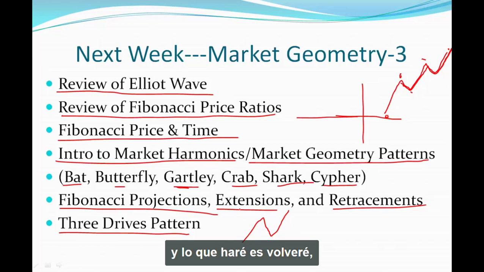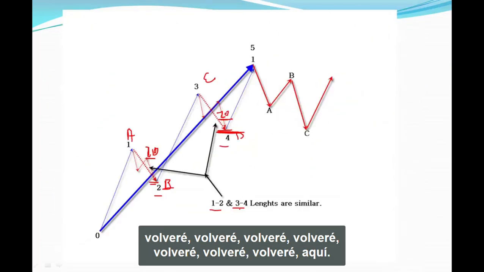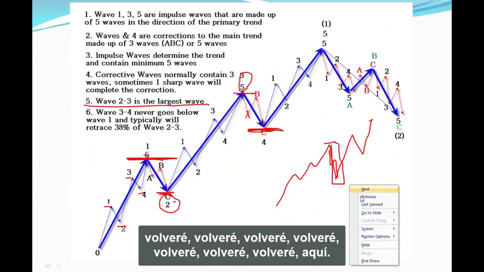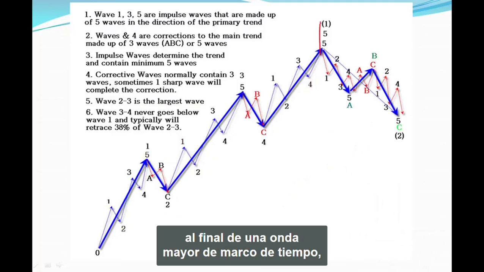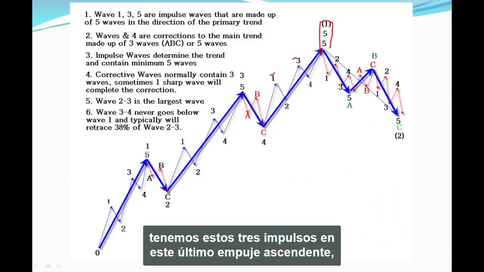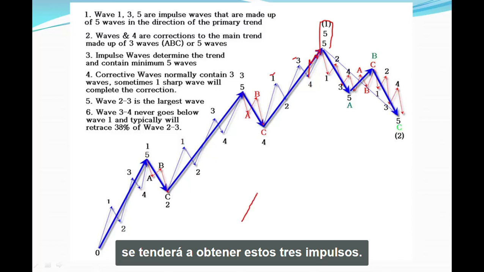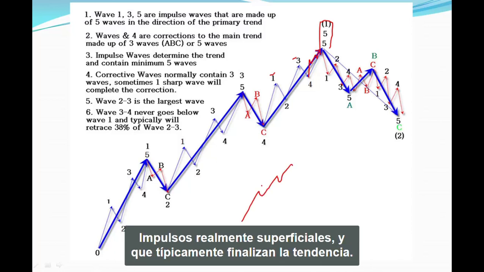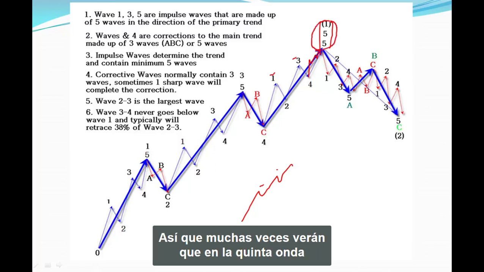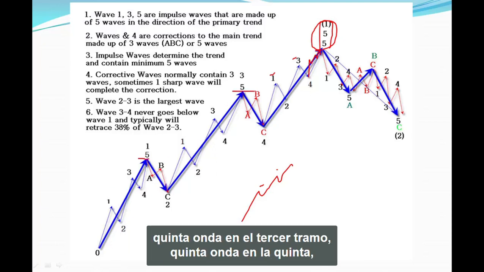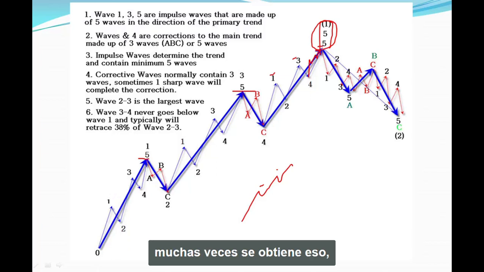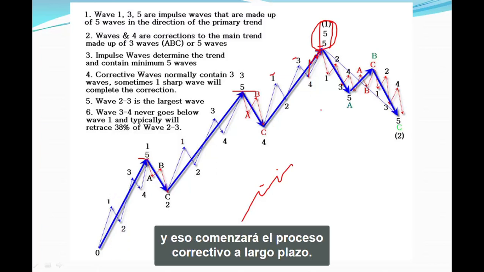And what I'm going to do is I'm going to go back here. All right. So if we look at the three drives pattern, at the end of a bigger time frame wave, we get these three drives. In this last thrust up, you'll tend to get three drives. The market does something like this. Real shallow drives up, and that typically ends the trend. So a lot of times you'll see that on the fifth wave of the fifth wave. Like we show here, you have the fifth wave on the first one, fifth wave on the third leg, fifth wave on the fifth. A lot of times you'll get that, and you'll start that larger term corrective process.